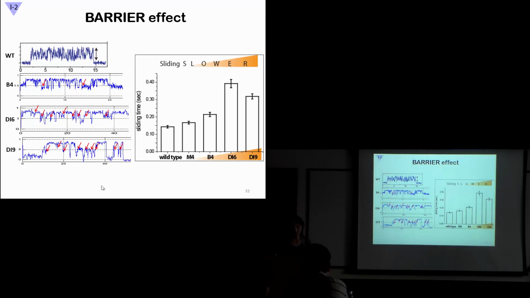So to quantify this result, we measure the sliding time in these different substrates, and you can already see that DNA plays a big role in interrupting this motion.